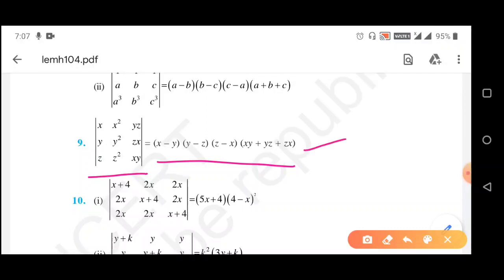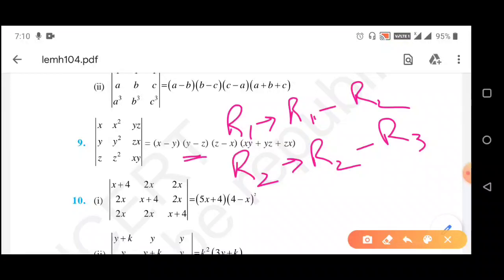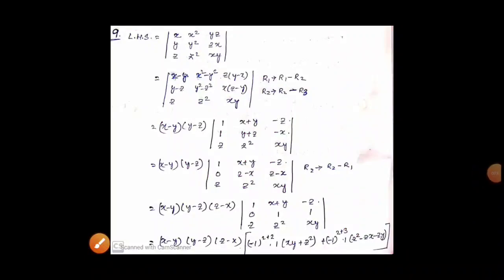Now first of all, if we think about x minus y, how can we get this x minus y? Look at the determinant. If we transform row 1 by doing row 1 minus row 2, then we may get x minus y. And if we transform row 2 to row 2 minus row 3, then we can get y minus z. So let's see the solution of question number 9.